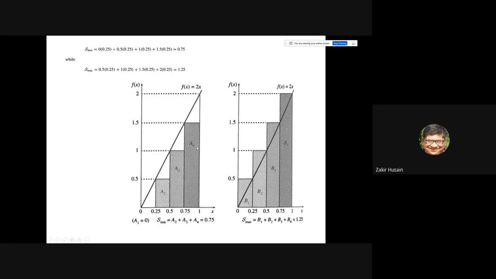As you can see, these represent two extremes. So if we sum them up, we are going to get S min, which is 0.75, and S max equal to 1.25. So if you take these same intervals, 0.25, 0.5, 0.75, whatever the value of omega you take will generate a Riemann sum which is between 0.75 and 1.25. Okay, this is obvious.